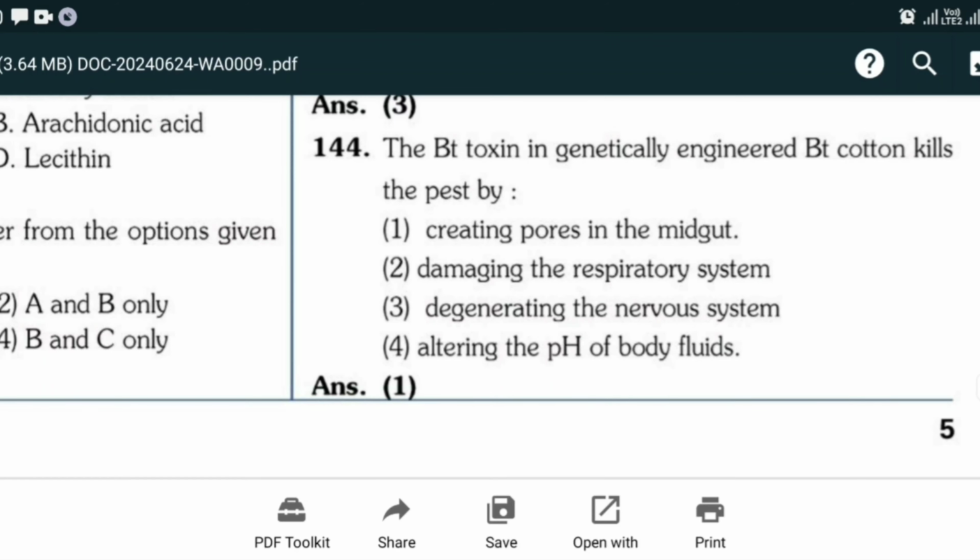Then the Bt toxin in genetically engineered Bt cotton kills the pest by. So here it will kill the pest by creating pores in the midgut. So all the fluid which is present inside that organism will flow out of the epidermal tissue, and thus causing swelling of the body of this insect, and later it will die. So the correct option is first option.